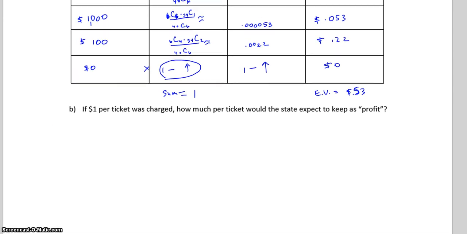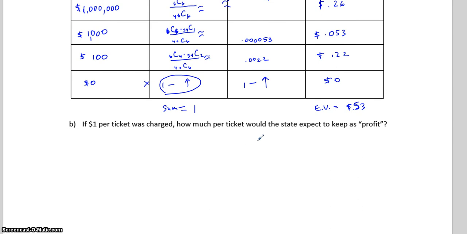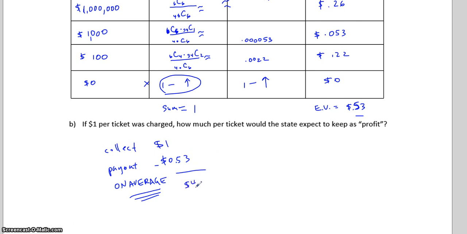And then the last question here is, if $1 per ticket is charged, how much per ticket would the state expect to keep as profit? Well, how would this work? The state would collect $1 from every person, and they would pay out, on average, this is the key thing, right? It's an uncertain amount that they pay out, but on average, they'd pay out per ticket this 53 cents that we found here. So we're just going to subtract that. And on average, the state would make 47 cents of profit per ticket here.